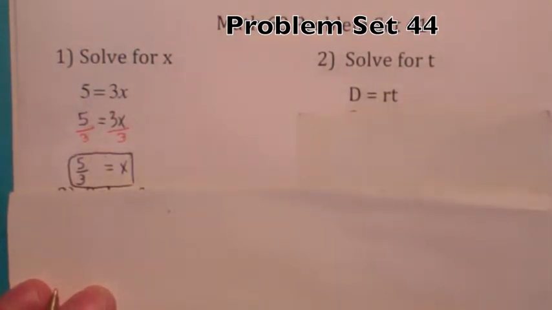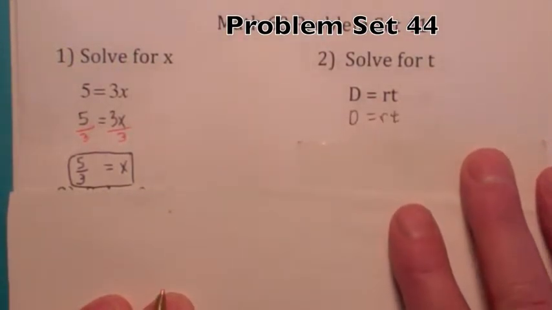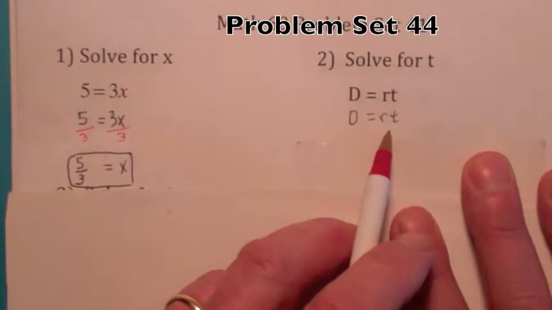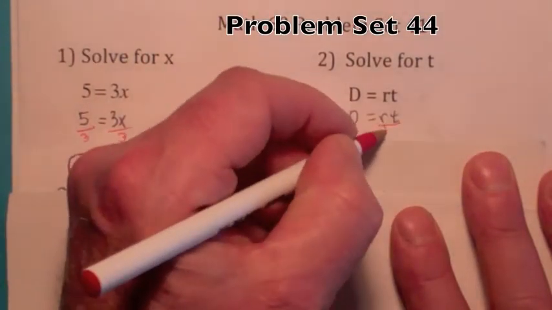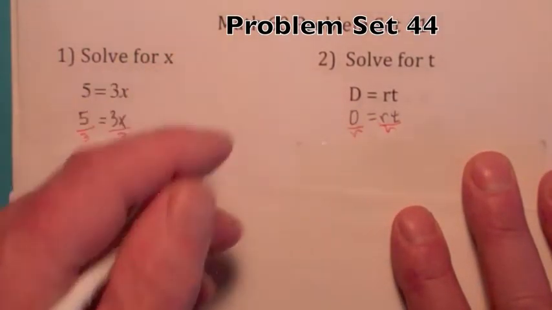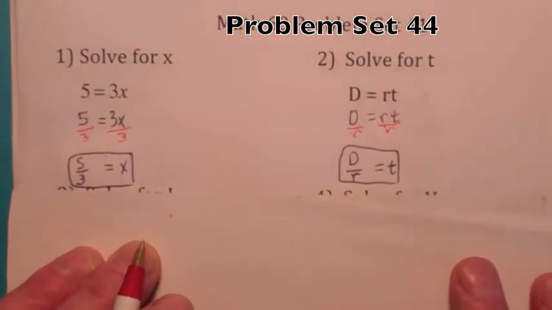Now if you see an equation like this though, d equals rt, that says that the distance equals rate times time. You want to solve this for t, treat it the same way. The coefficient of t is r, so you just divide both sides by r, and you get t equals d over r. It works the same way.